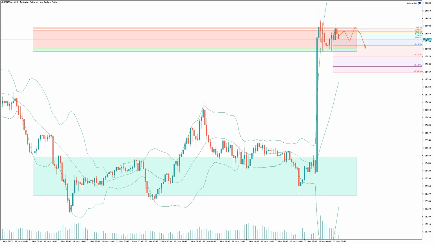Analyzing the AUDNZD 1-minute chart reveals a dynamic price action within a consolidative phase, influenced by recent volatility and the interplay of support and resistance zones. The Fibonacci levels, with a primary range from 1.15938 to 1.15979, suggest a potential upward bias as the prior price movement indicated an attempt to break higher before a retreat.